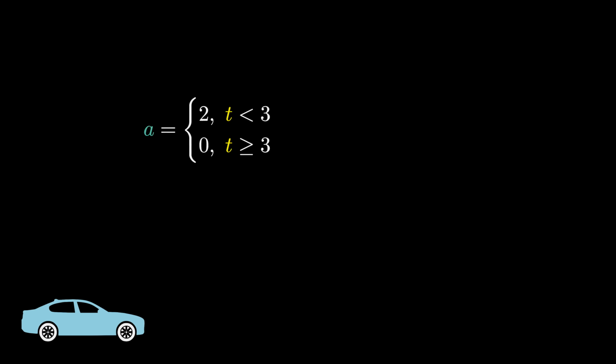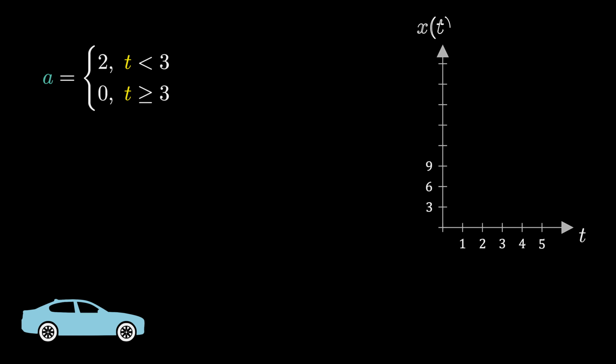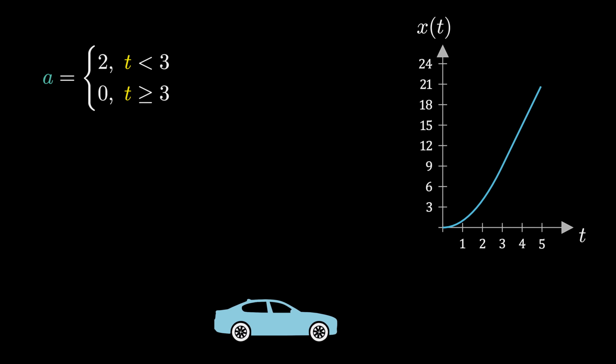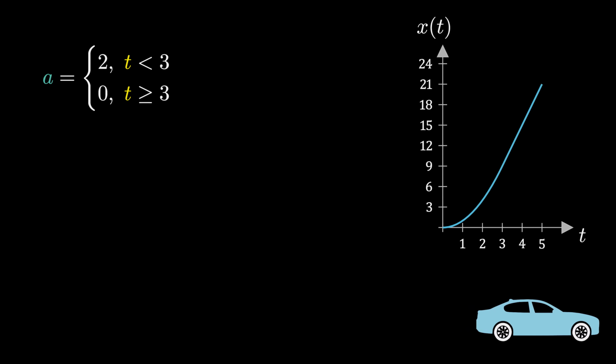Now we want to display the distance versus time graph, that is the distance x as a function of time. To plot such a graph, we need the equation x of t. The kinematic equation in this case would be x = ut + ½at². Here, the car's initial speed u is 0 and the acceleration a equals 2 meters per second squared.